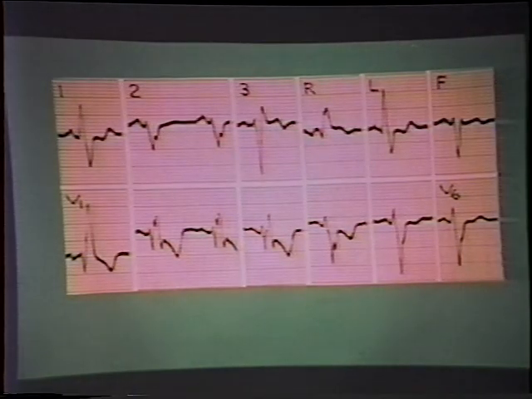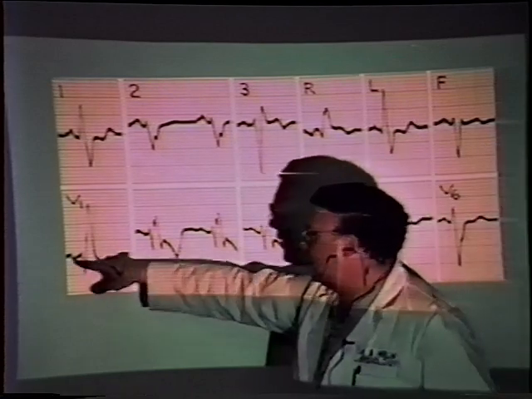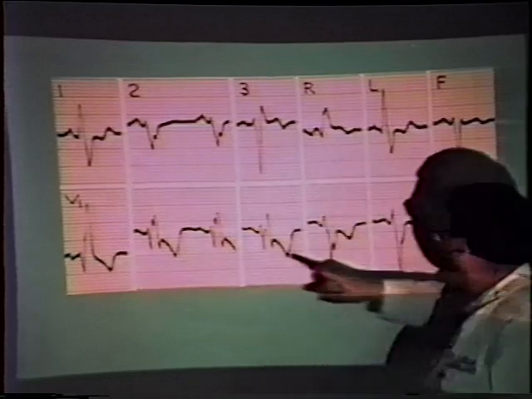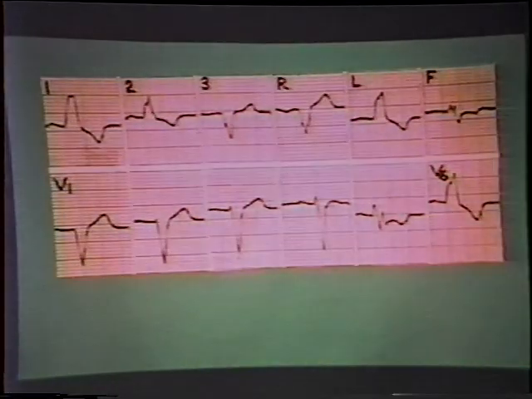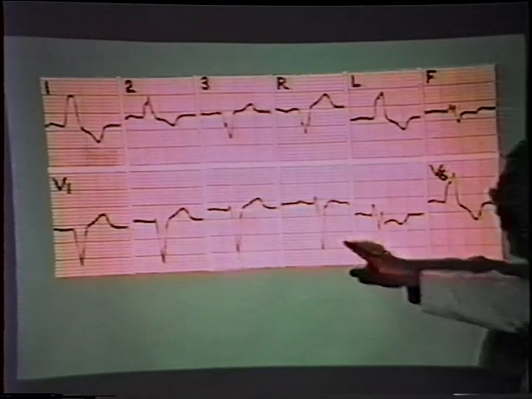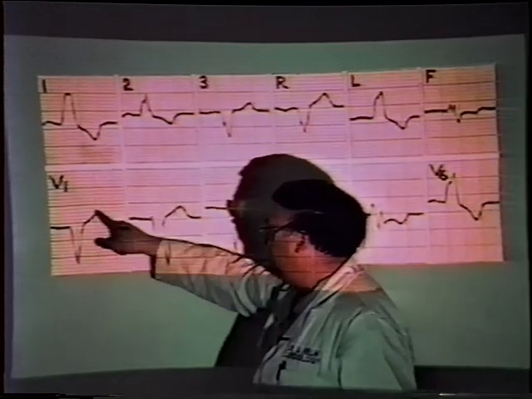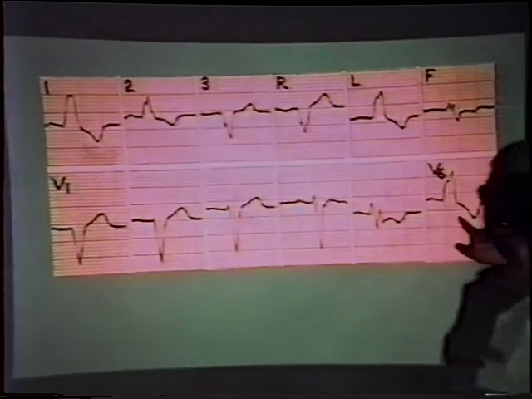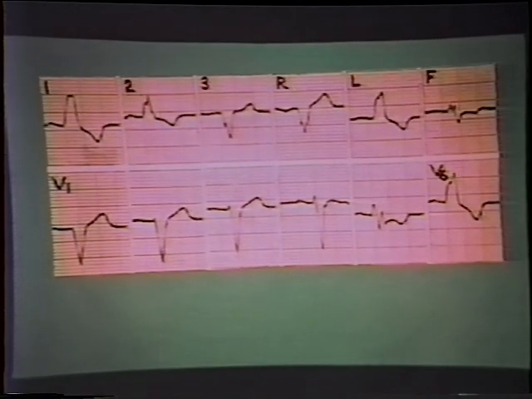Again, we look at it, and it's wide, greater than 3 small blocks, greater than 0.12 seconds. M complex in V1, negative in V6, so it must be a right bundle branch block. This time we look, it's wide again, greater than 3 blocks, and no M complex, negative here, positive here, must be a left bundle branch block, over here, left.